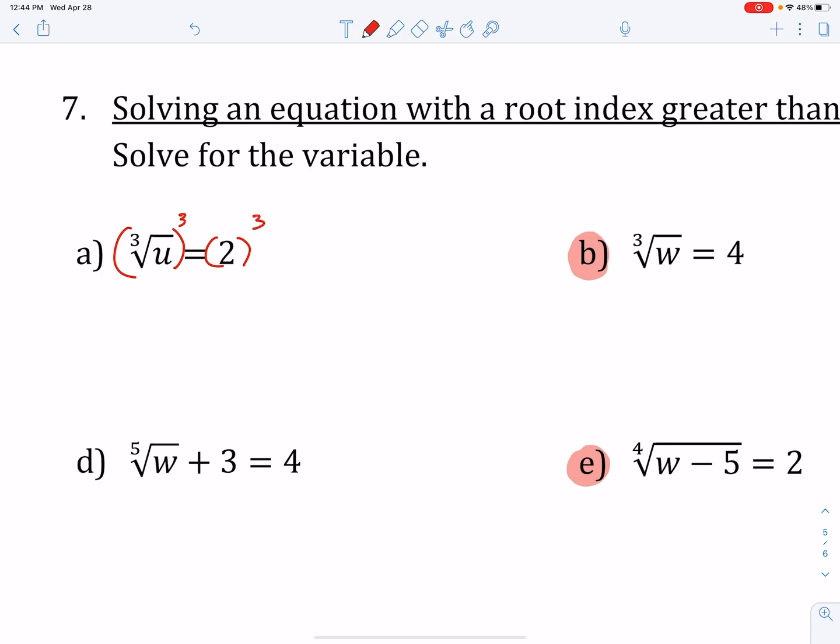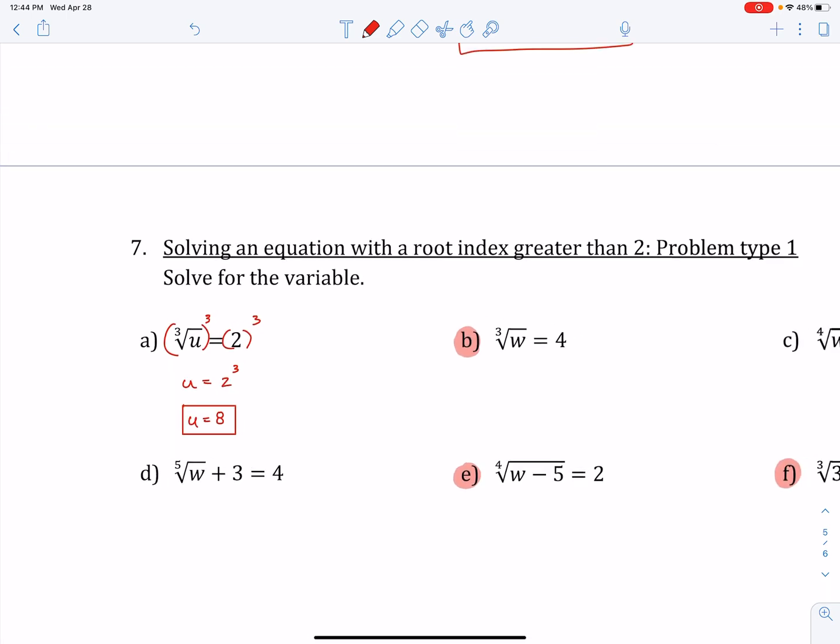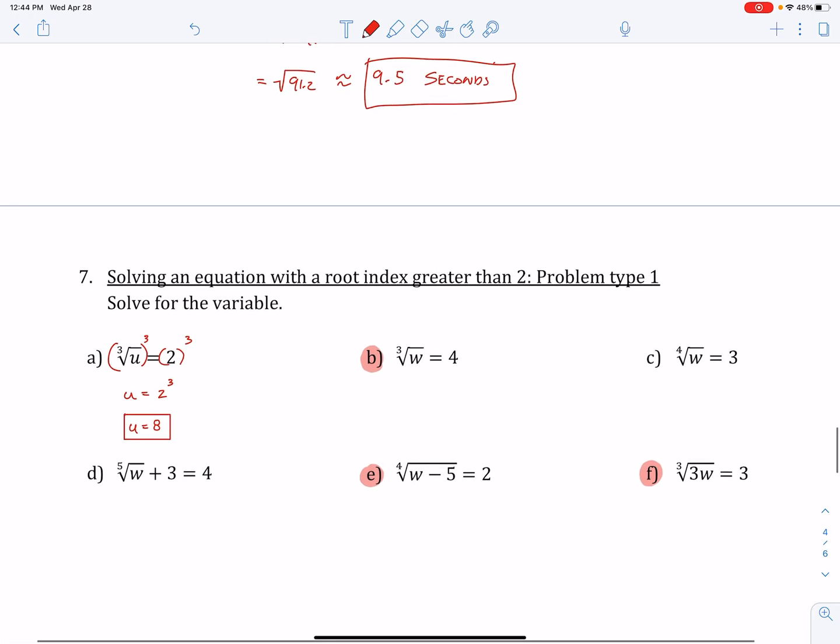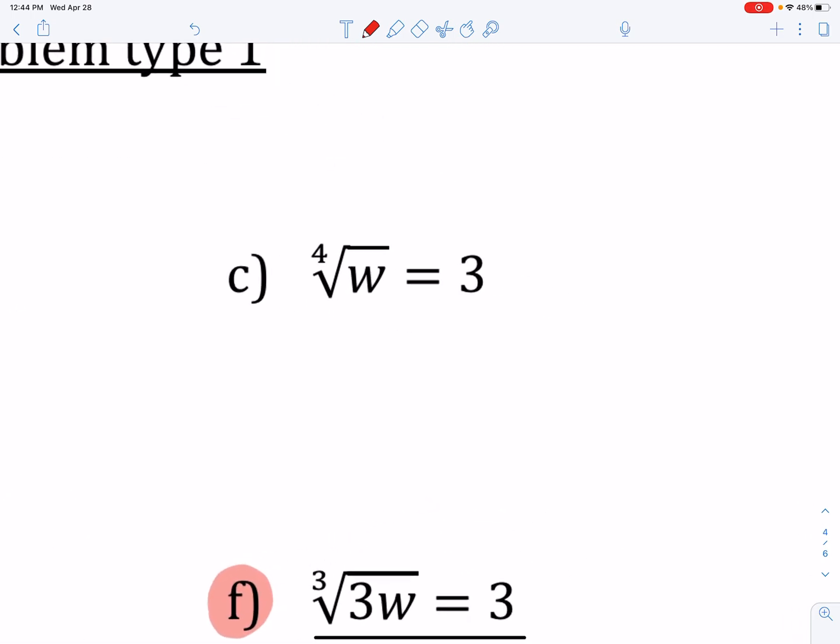And as you can see, this isn't hard. That gets rid of that cubed root. That just leaves me with u equals 2 to the power of 3. So u equals 8. And that's it. We're done. I think you all are capable of memorizing all that. You're going to do B on your own. It's solved the exact same way.